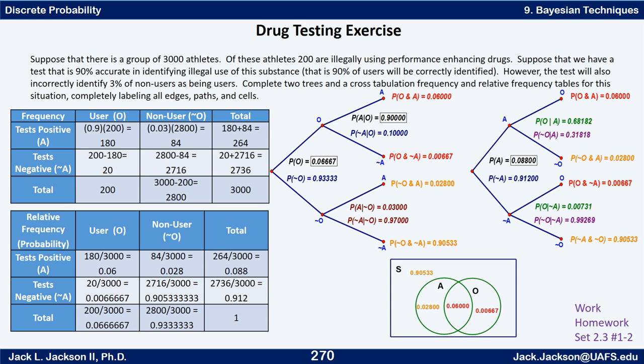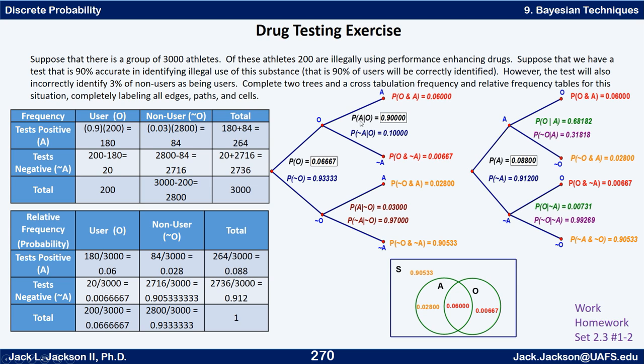So 6%, I'm sorry, that's not 6% of the users. That's 6% of the entire population who will test negative and test positive and be users. They'll both be users and tested positive. 6% of the total population, 180 out of 3,000. Okay, and so forth, and you can see that.